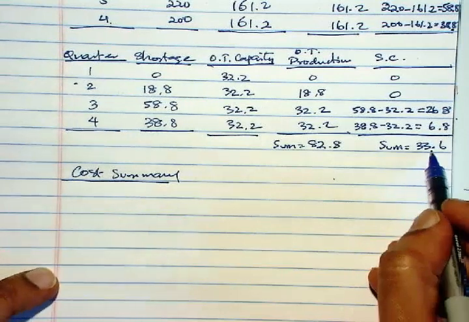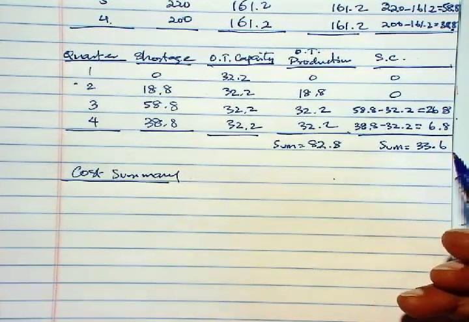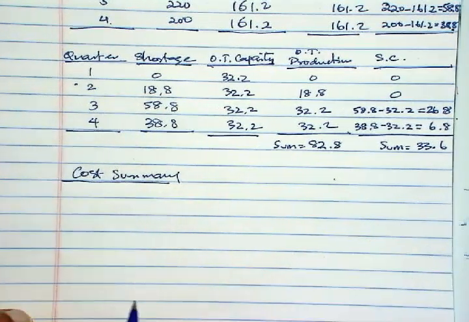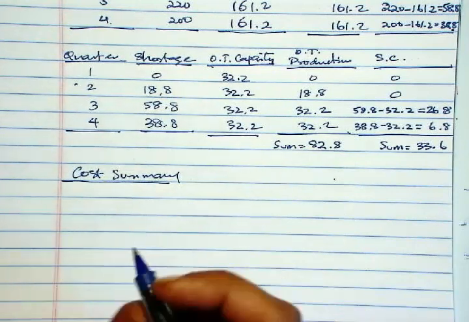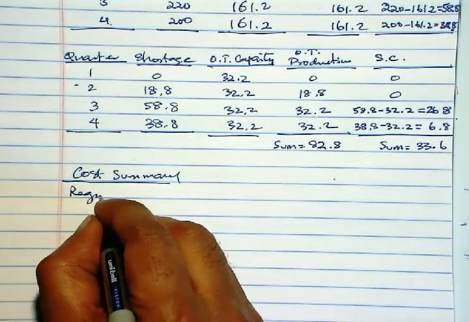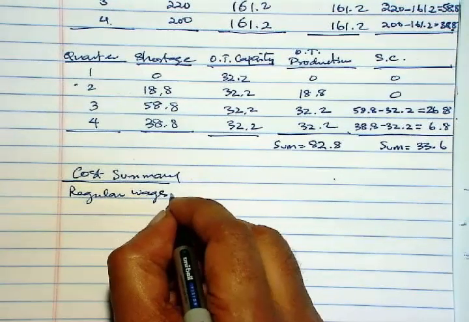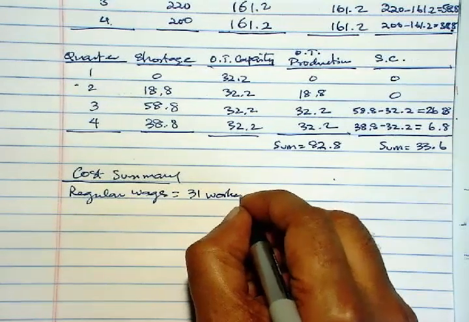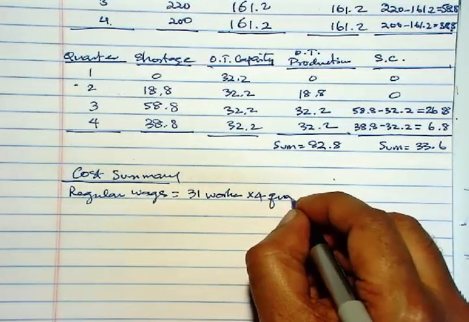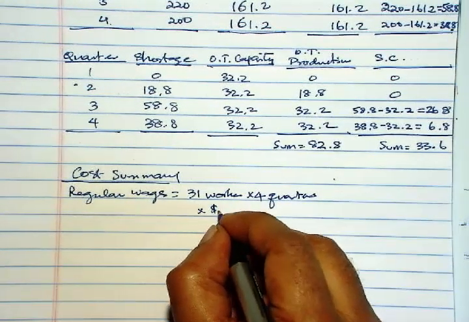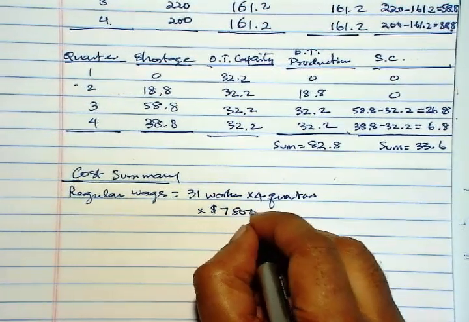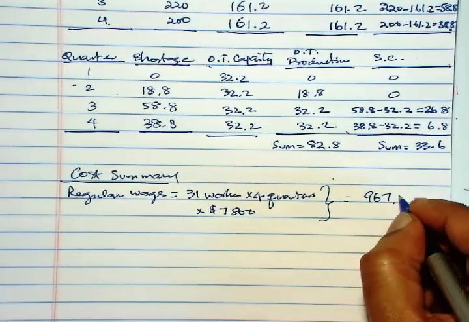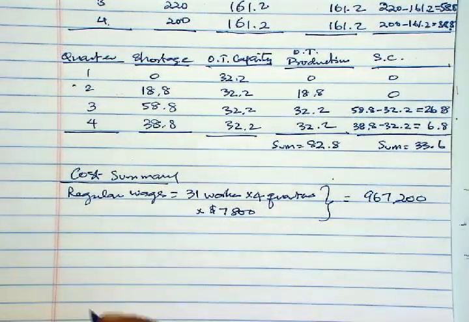Of course, these fractional numbers could be a problem, but since the problem says that you round to 2 decimal places, we'll leave it as that. Okay, so regular wages is, we have 31 workers for 4 quarters. We have to pay them for 4 quarters at the rate of 7,800. So this will give us 967,200.